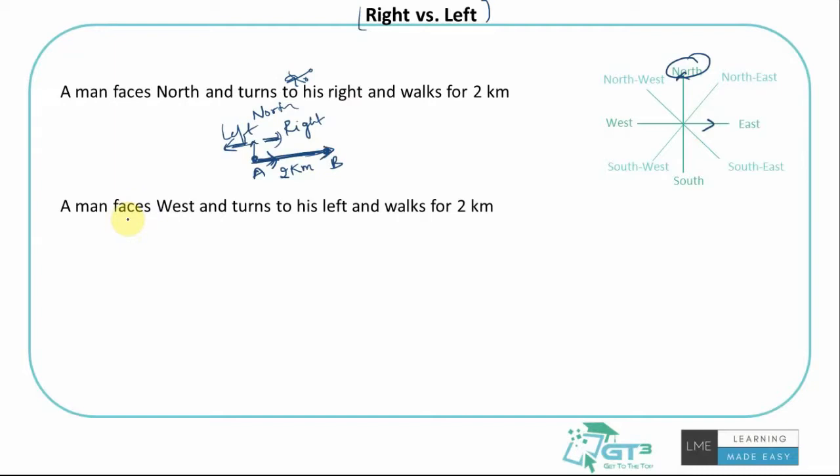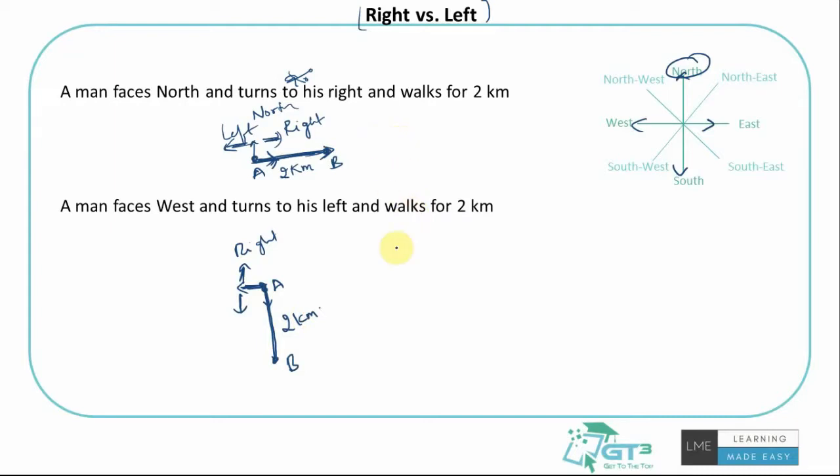Let's look at another statement. A man faces west, so a person is here, faces west means this, because I know west is this, right? He turns to his left, so if a person is facing west, his right is this and his left is this. So the person turns to his left, that means he is now facing south and he walks for 2 kilometers. So he started at A, and reached B after he turned left. He walked for 2 kilometers.